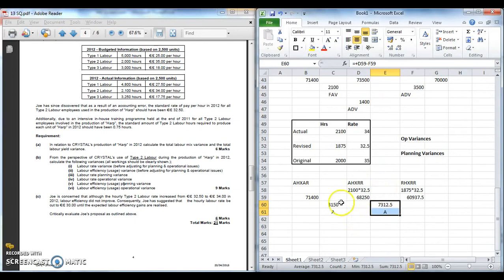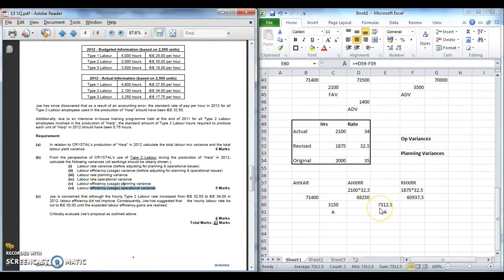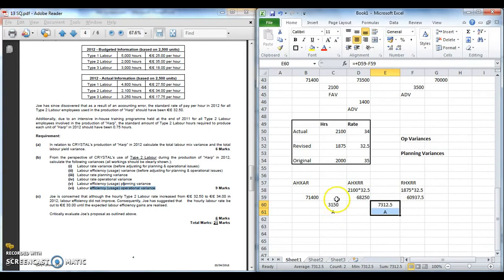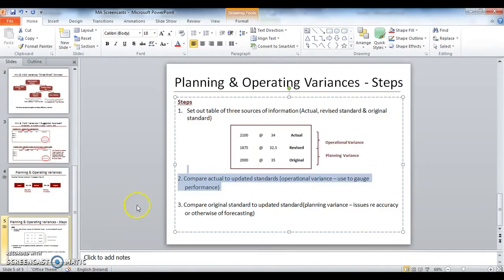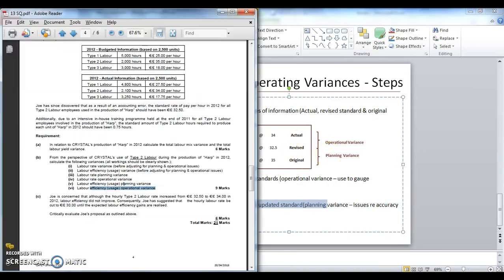So overall then, you can see both are adverse. You have an adverse operating variance for rate, which is this one here, and you have an adverse operating variance for efficiency as well. So you have two parts of the question done, your operating rate variance and your operating efficiency variance. Now you want to go on, step 3, compare original standard to updated standard. So these two here, these are your planning variances, i.e. discrepancies because the standard was out of date.